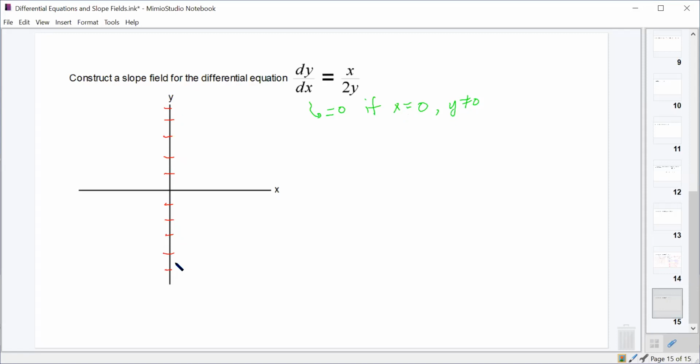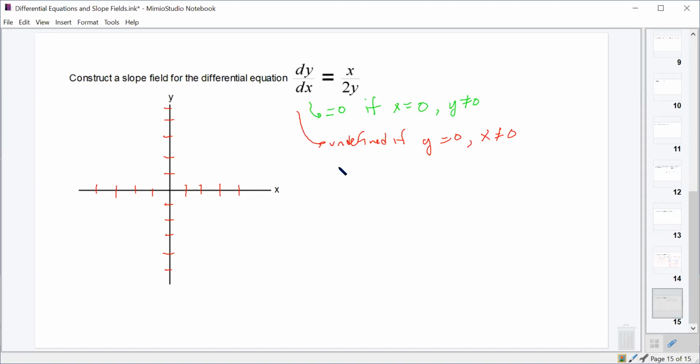What about, when would it be undefined? When would we have a vertical line? Everywhere y is 0, but x is not. Yeah, so this would be undefined if y equals 0, x does not equal 0. So that'd be all of these. And then from there, it becomes a little bit more difficult. So that's the first thing you want to look at: when is it 0 and when is it undefined? Plot those ones first and then fill in the gaps.